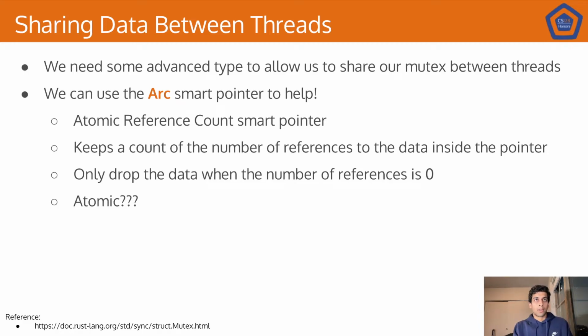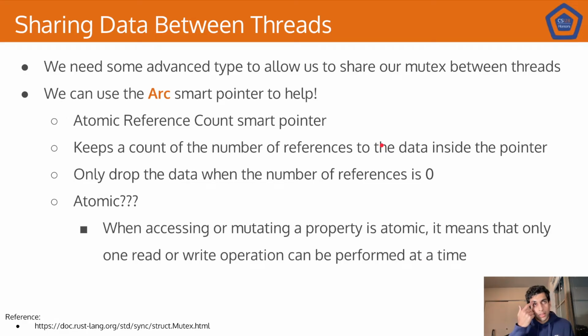Okay, so I explained what reference count is. You have a count of the number of references to this data. What does atomic mean? There's this notion where when you want to access or mutate some data, and you want it to be atomic, this means that only one read or write operation can be performed at a time. So this sounds similar to a mutex. You only want one entity, one thread, to be able to perform an operation at a time.